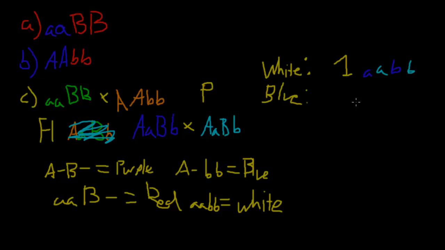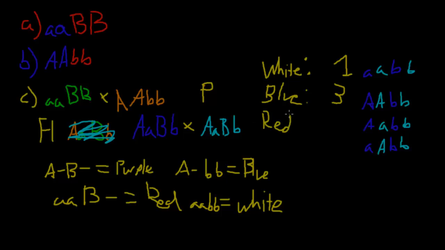For blue, it could either be big A, little b from one parent, and the other parent gives big A, little b. Or it could be big A, little b from one parent, and little a, little b from this light blue parent. Or it could be little a, little b from the dark blue parent, and big A, little b from the light blue parent. We see that there's three different ways that we can get A to show the dominant trait. That's big A, little a, big A. Which means that there's three possible outcomes for blue.